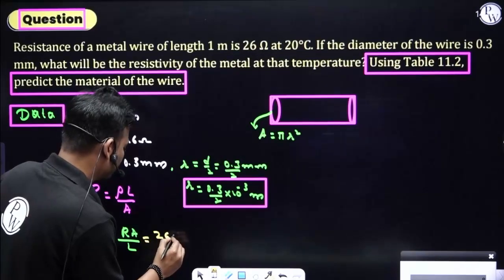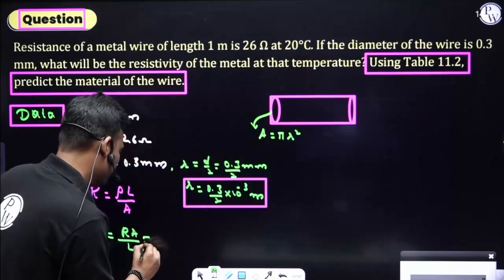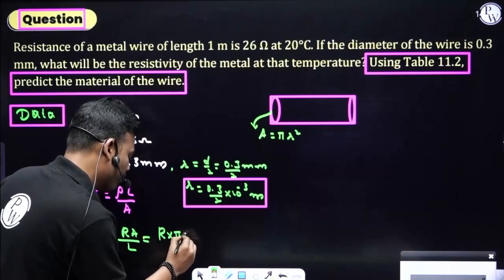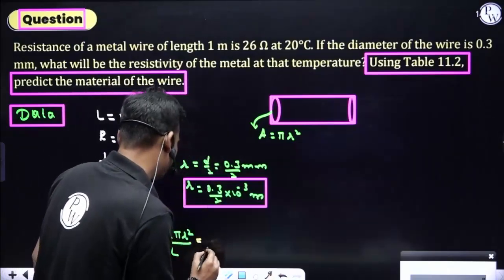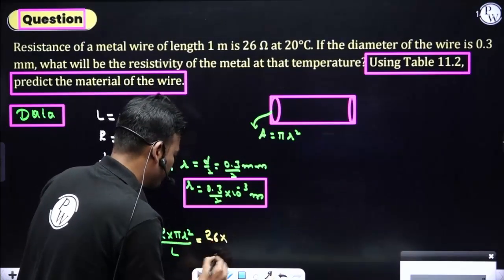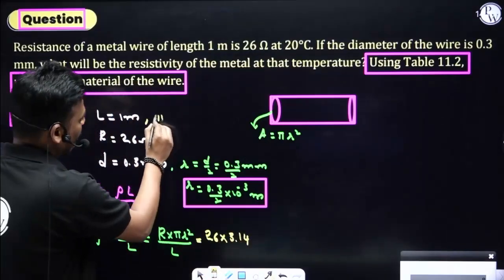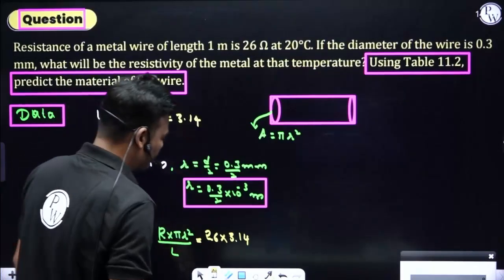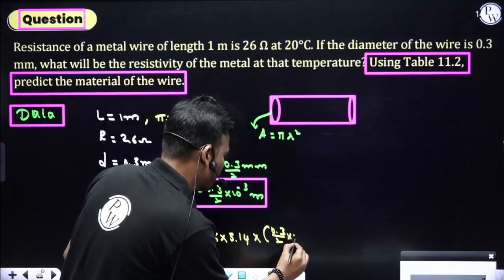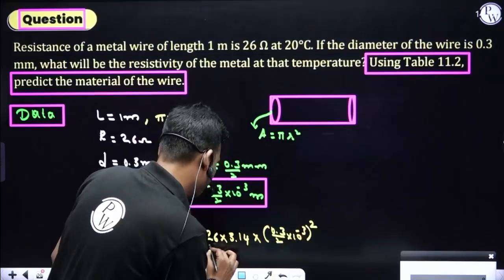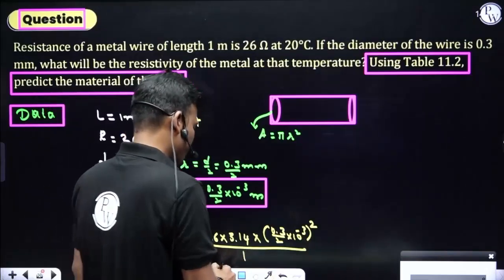Resistance is 26. First we'll reduce the equation, as directly we don't have the values: R into pi r square divided by L. Now we have to substitute the values. This is 26, the pi value 3.14, a constant, into the radius 0.3 divided by 2 into 10 power minus 3, whole square, divided by the length, which is 1 meter. Now the calculations.